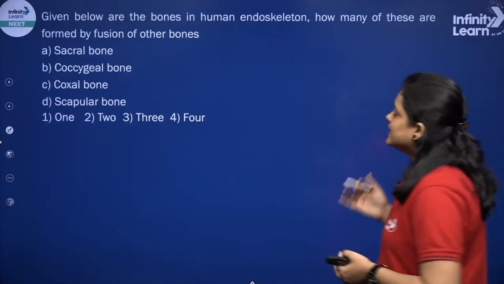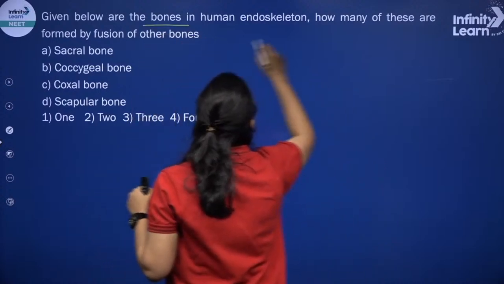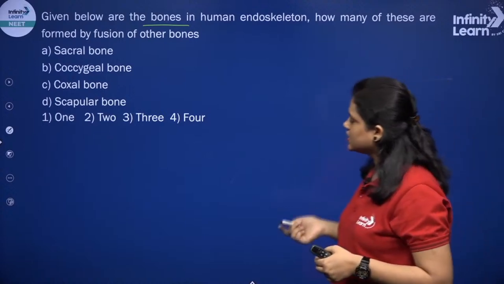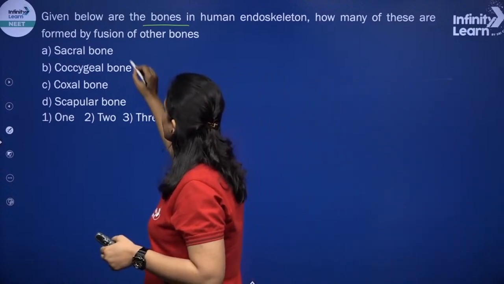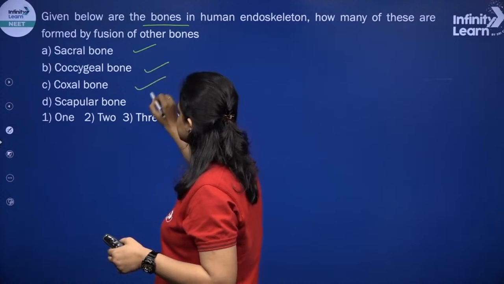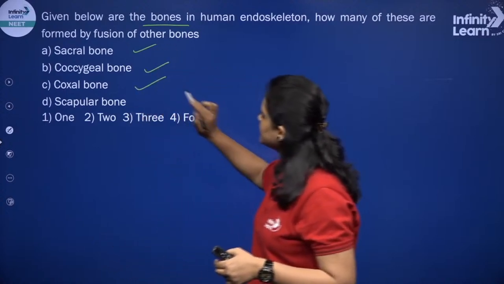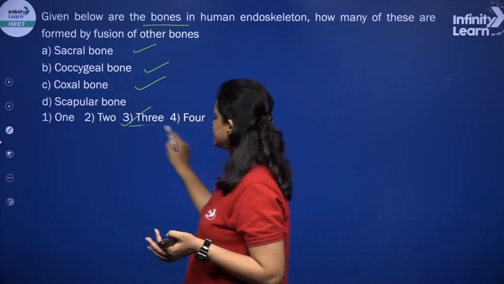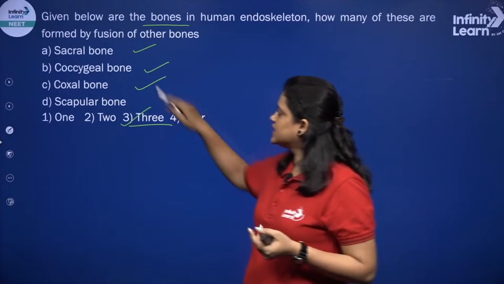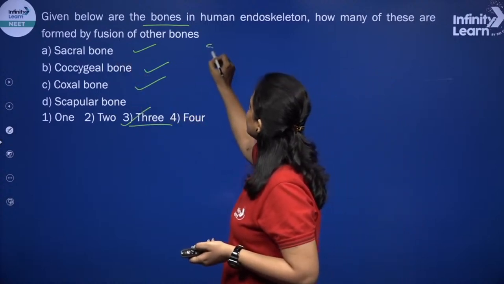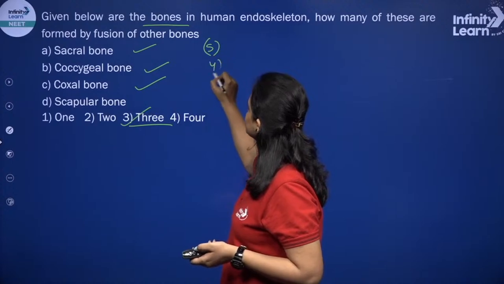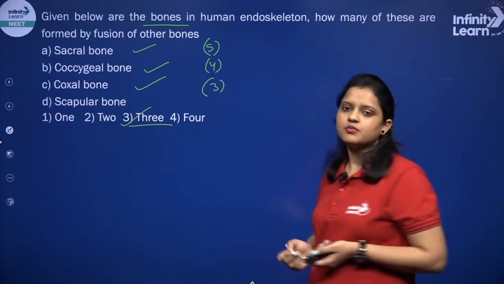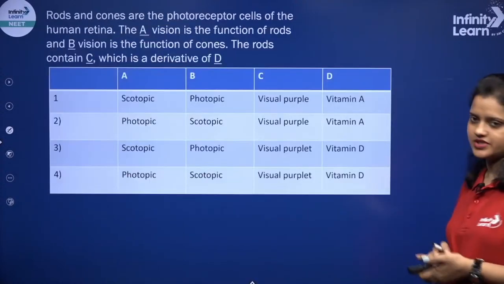Next question. Given below are the bones in the human endoskeleton. How many of these are formed by fusion of other bones? Sacral bone? Yes. Coccygeal bone? Yes. Coxal bone? Yes. But not scapular bone. So these 3 are formed by the fusion of other bones. Your answer will be 3 here. Right? Sacral bone is formed by fusion of 5 bones. Coccygeal by fusion of 4 bones, and each coxal bone is formed by the fusion of 3 bones: ilium, ischium and pubis. Okay.